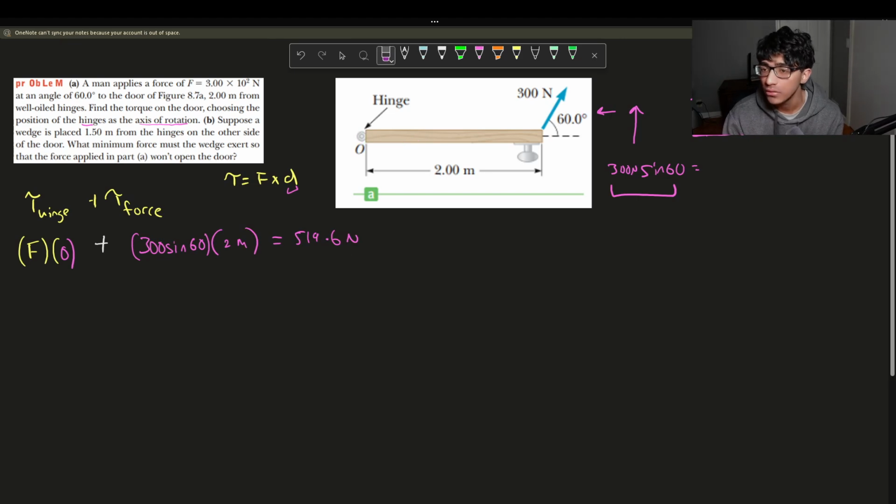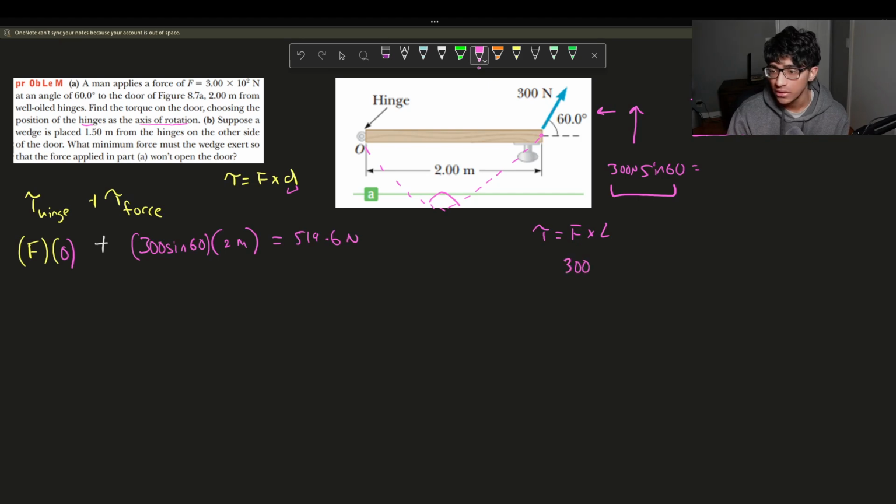Another way of figuring this out, I don't use it a lot, but it makes sense as well. You want to find the shortest distance from the origin to where you're acting. So if we're acting right here, we want to make a right triangle. We could just find that distance. The way you do it is torque equals force times the lever arm, and I think you don't even need sine anymore. I think it's just the 300 newtons they gave you, and then whatever that distance is.